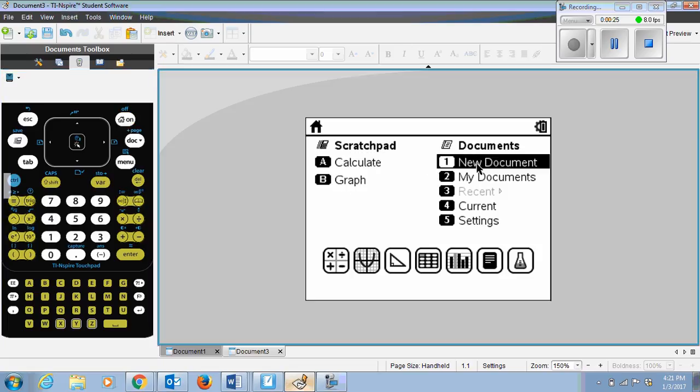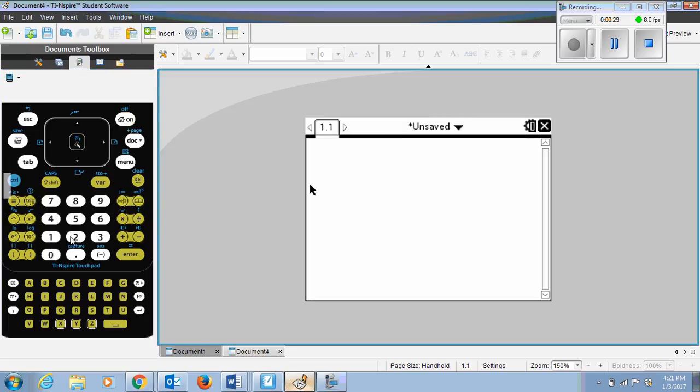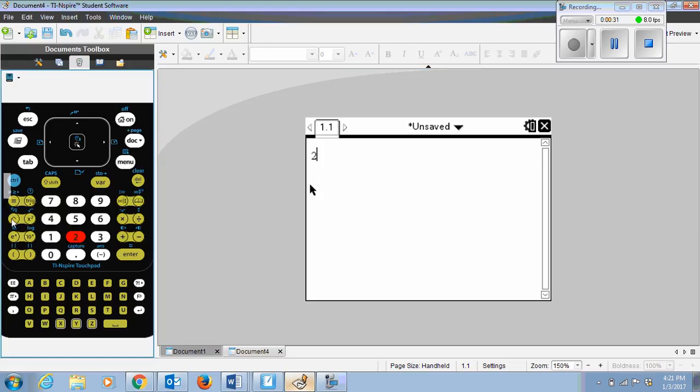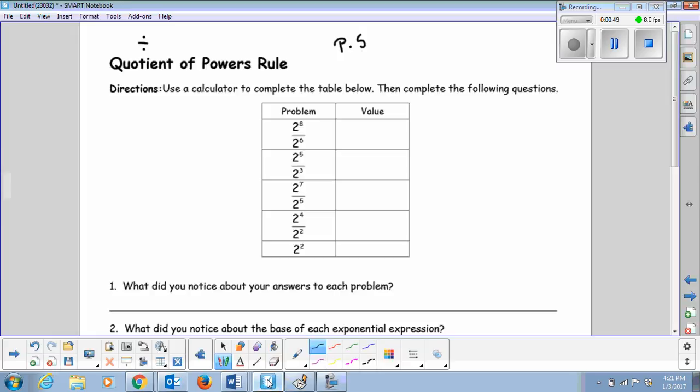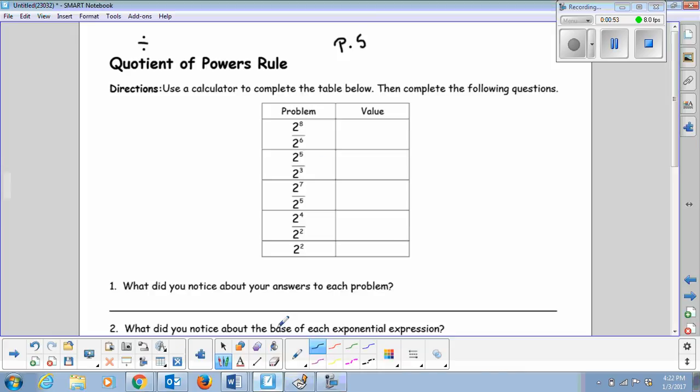So to get a new document, and no, we don't want to save, and I want a calculator this time. So it's 2 to the power 8. Again, I'm hitting this little triangle button next to the x squared. And then hit that right arrow so that it doesn't type everything in the exponent, and divide by 2 to the power 6, I believe. So press enter. Let's check to make sure that matches. Yep. So that means our value is 4.